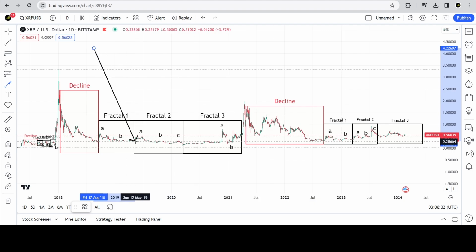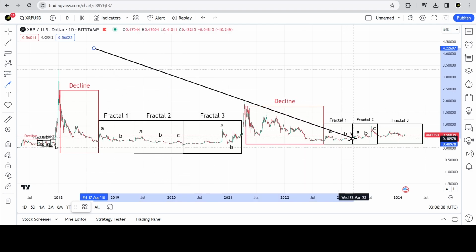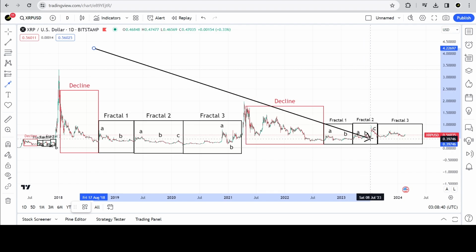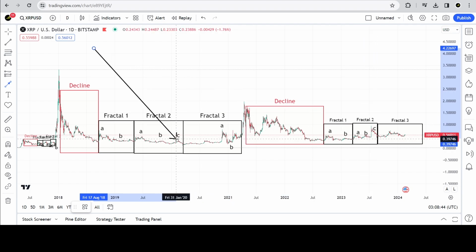In fractal 2, it has 3 waves, wave A, wave B, and wave C. We see that take place over here, again, with wave A, wave B, and wave C. Wave C was much larger than this wave C, and that, once again, is due to the timing, height, and depth playing out unique every single time the structure repeats.